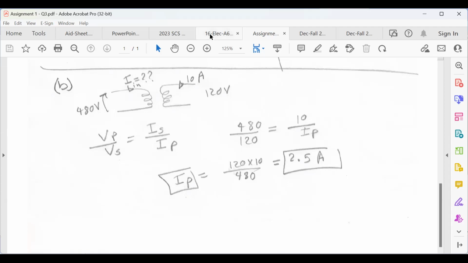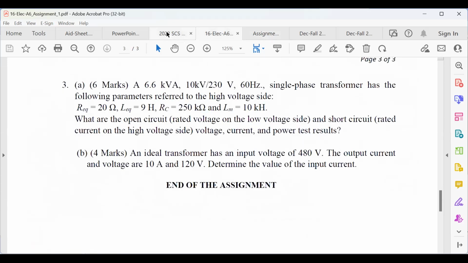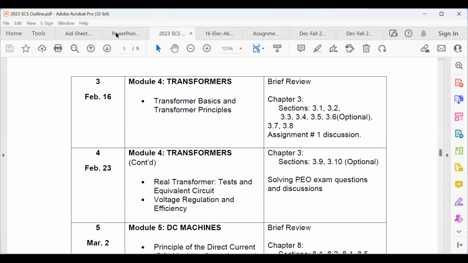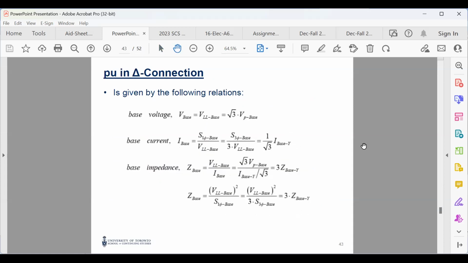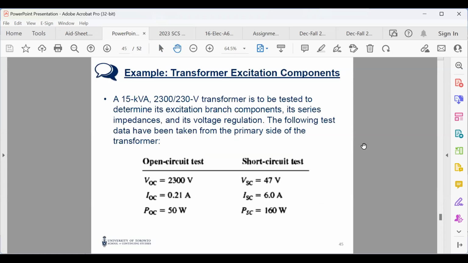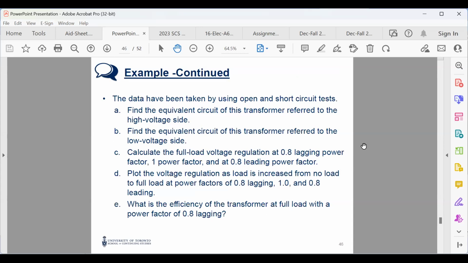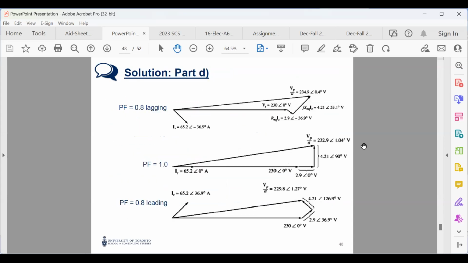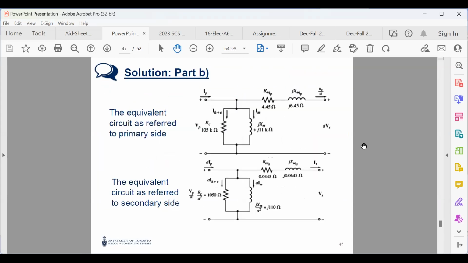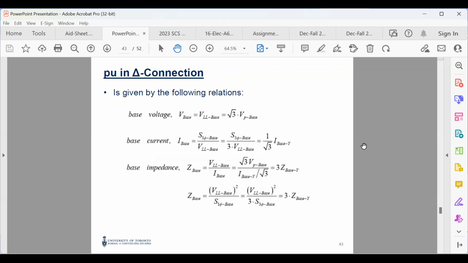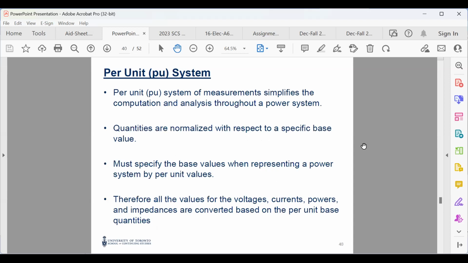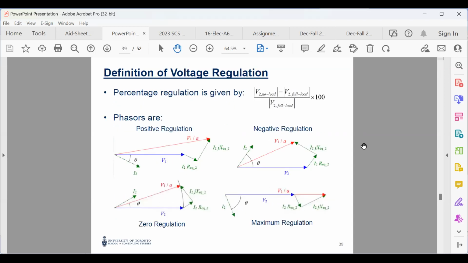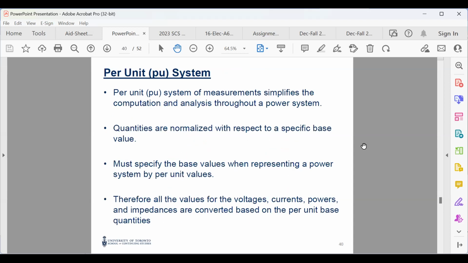We're almost done with the transformer. I really wanted to finish it today, but we have maybe very few slides regarding the per unit and the efficiency. That's it. Then we have a solved problem. So next time we will finish the transformer. This is the first thing we will do, and then we will continue to the DC machines.